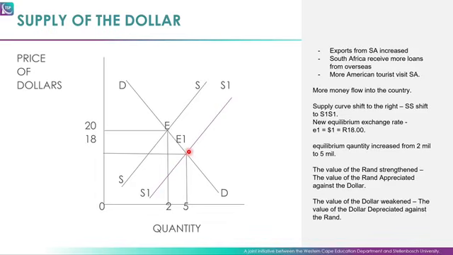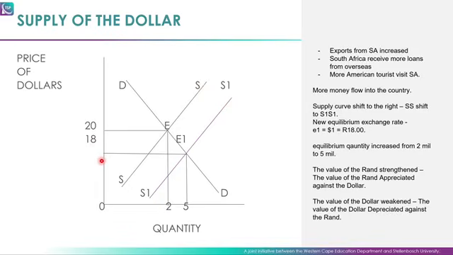So what is happening here? Why is the supply shifting? Because remember with the demand, the graph before this, we looked at the imports. Now we are looking at the exports. So what's happened here is the exports have increased, okay? So South Africa received more loans from overseas, or there are more American tourists visiting South Africa. So there's more money coming into the country. So the supply curve moves from S to S1, and then the new equilibrium exchange rate was at 18, okay?